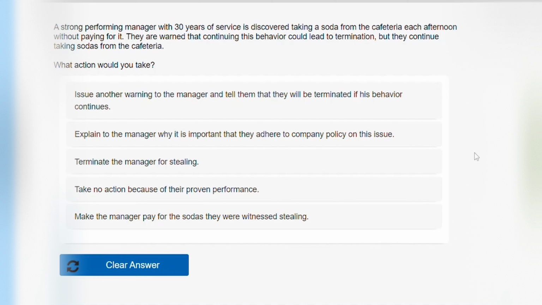So this one should be a very easy pick. And hence, given the manager has already been warned and the company has no tolerance for controls, frauds or cheating, the answer would be to terminate the manager for stealing.